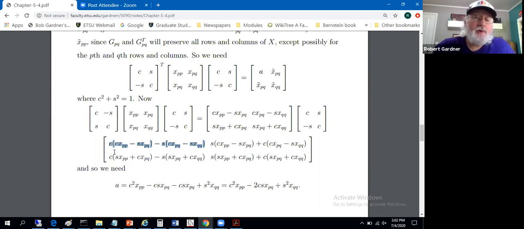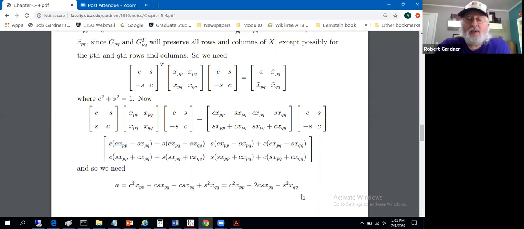Let's distribute. That'll give us a C squared term, a minus CS term, a negative CS term, and an S squared term. Multiply out this 1,1 entry, and we are really dealing with just 2x2 matrices this go around. We want that 1,1 entry, which simplifies down to this quantity here. We want that to equal A.